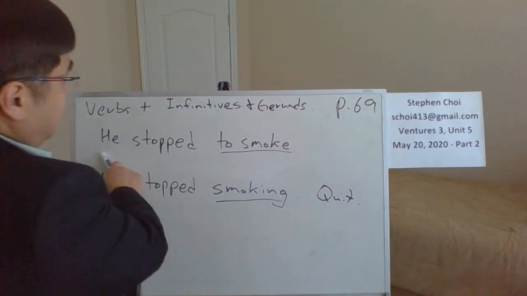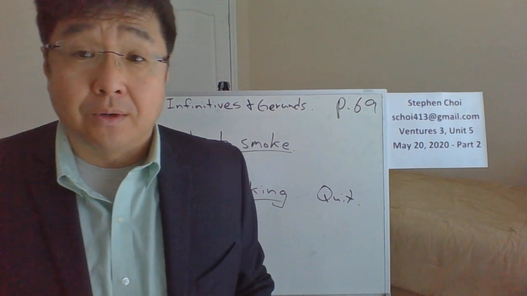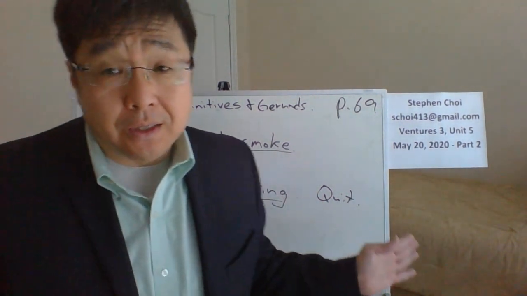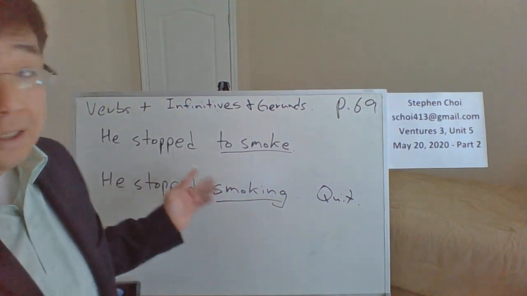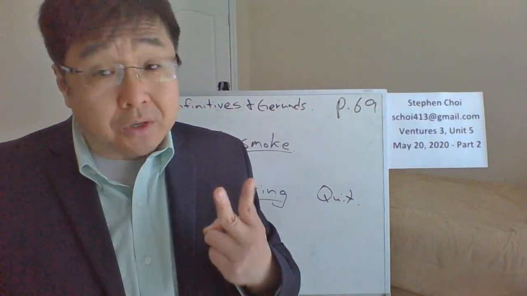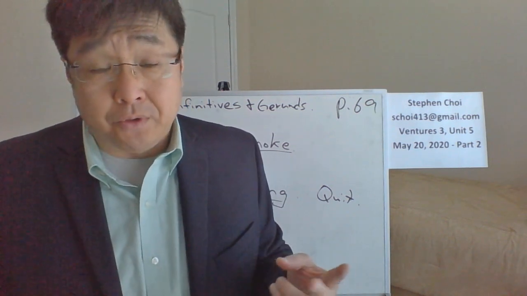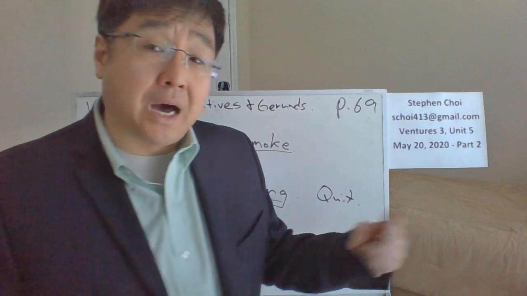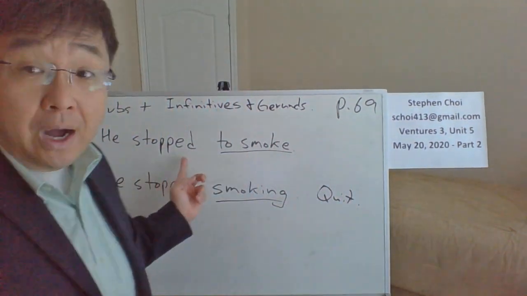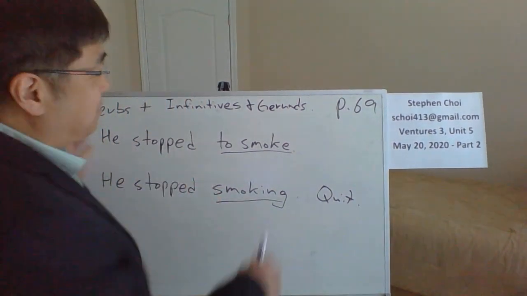How about here? "He stopped to smoke." What does that mean? That doesn't mean he's quitting. Let's say he was driving, for example, and then he wanted to smoke, but there were people in the car, and he didn't want to bother them. So he stopped the car, got out, and started smoking outside. So he stopped. Why? To smoke. So he stops first.